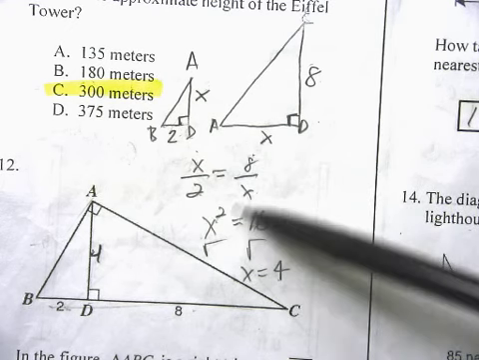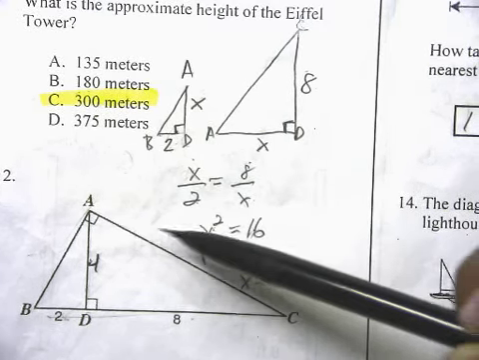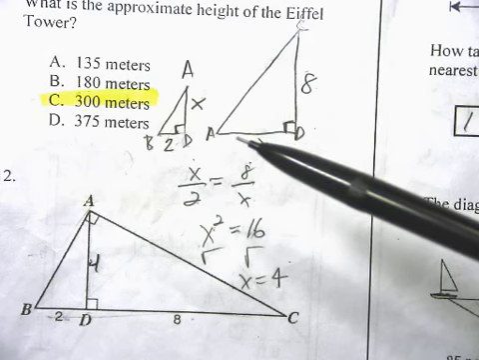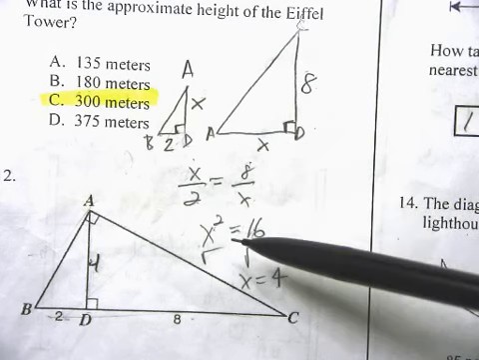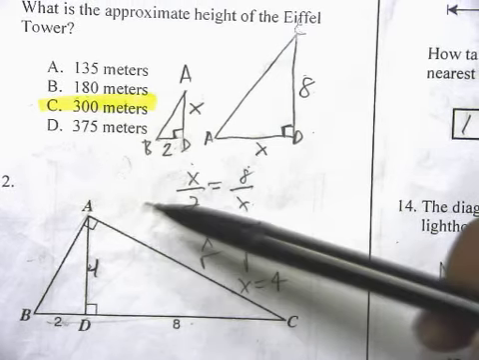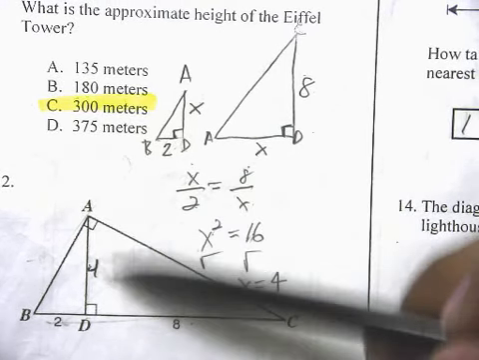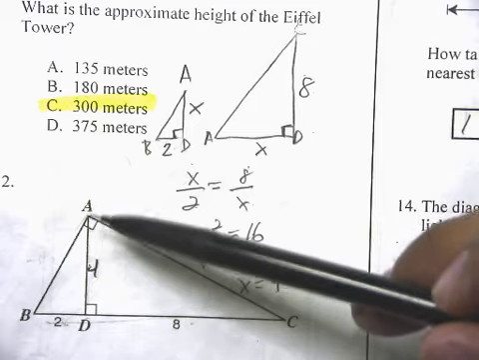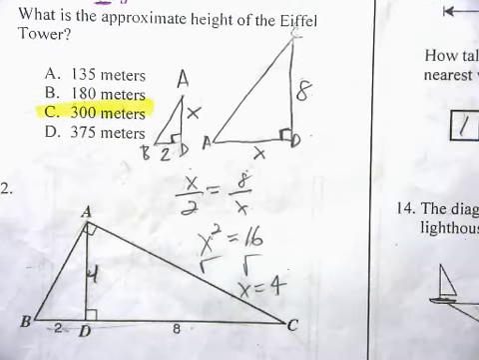And now all I have to do is just cross multiply. Well, x times x is x squared. 2 times 8 is 16. I'm looking for x, right? I just want to find what x is. So I'm going to take the square root of both sides, and x is going to be equal to 4. So this side right here is going to be 4.